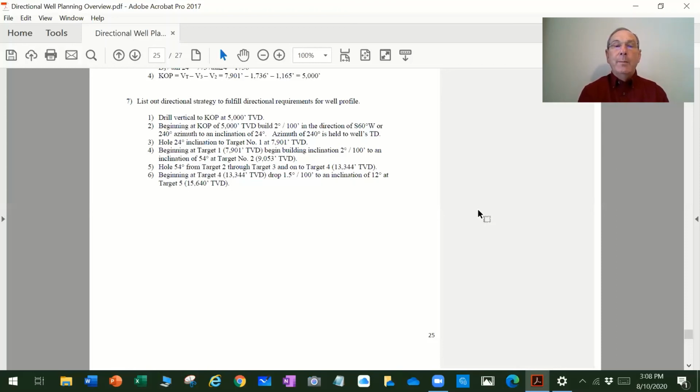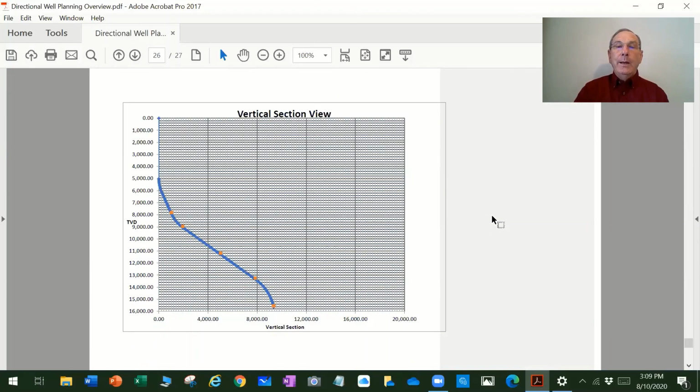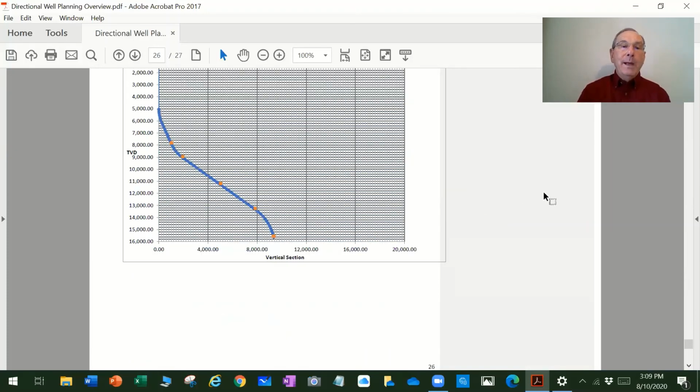Once we get to target number 4, then we begin to drop. So at target number 4, we begin dropping at 1.5 degrees per 100 feet to an inclination of 12 degrees at our target number 5, which is our lowermost target, at 15,640 feet. You can put these steps into a directional well planning spreadsheet, which I've got multiple copies of different ones, and you will get a plan that exactly meets our criteria.